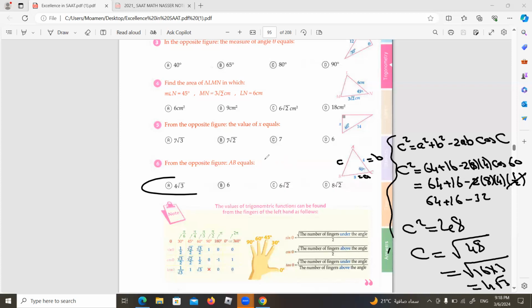So we finished the first part now of the session. We were talking in this part about the sine law, the cosine law, and how to find the area without the height, when the height is not given.